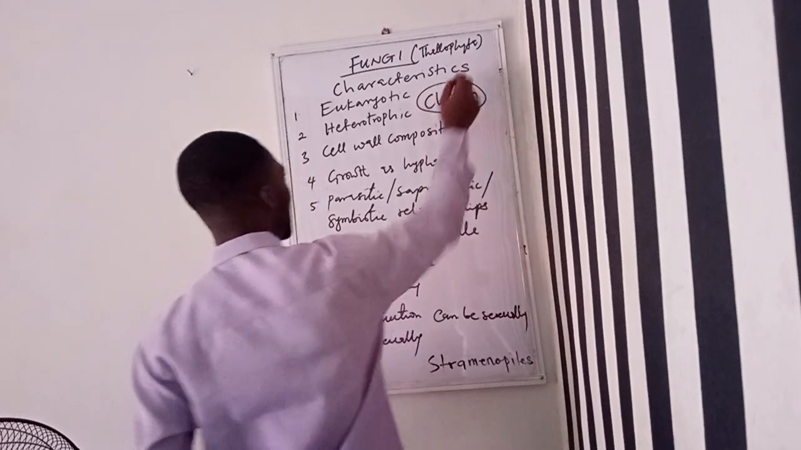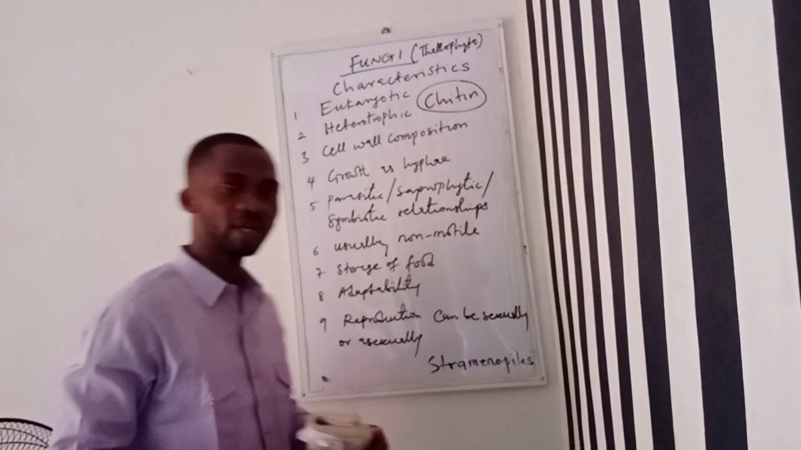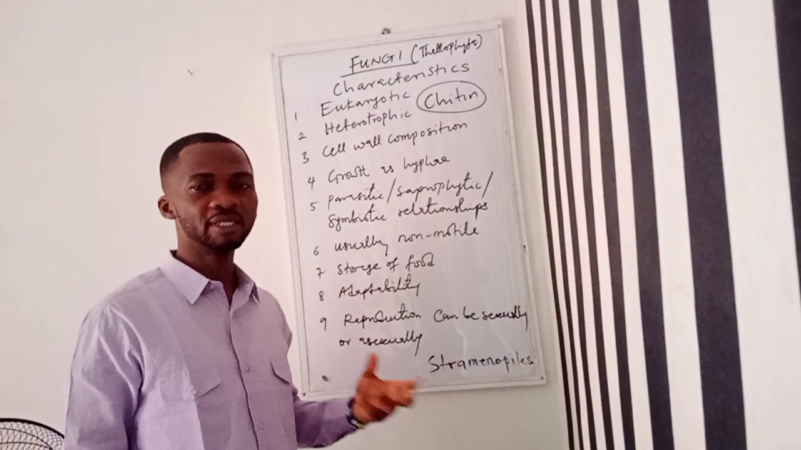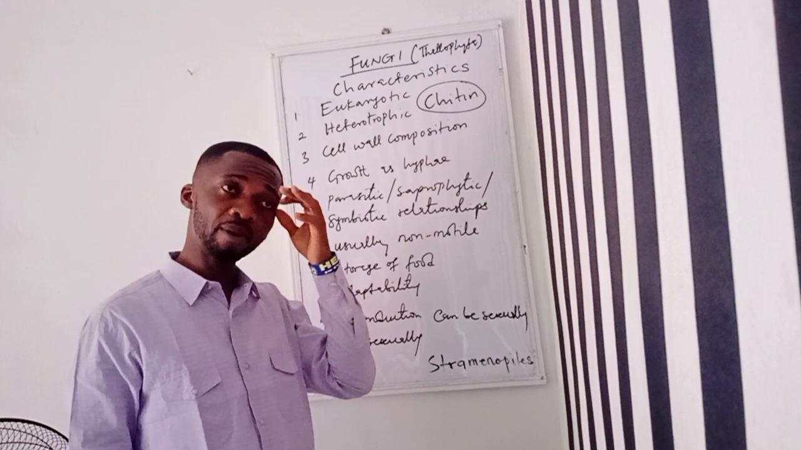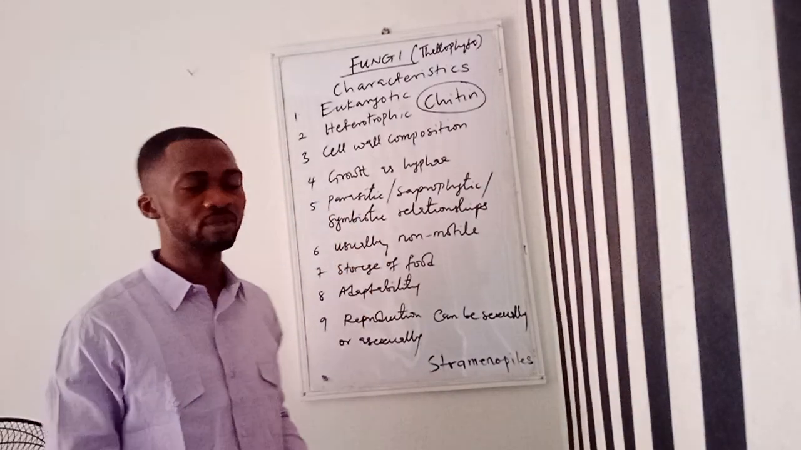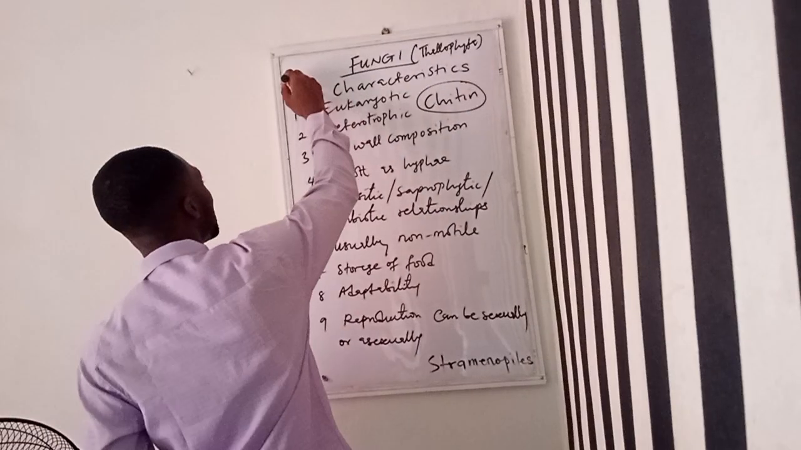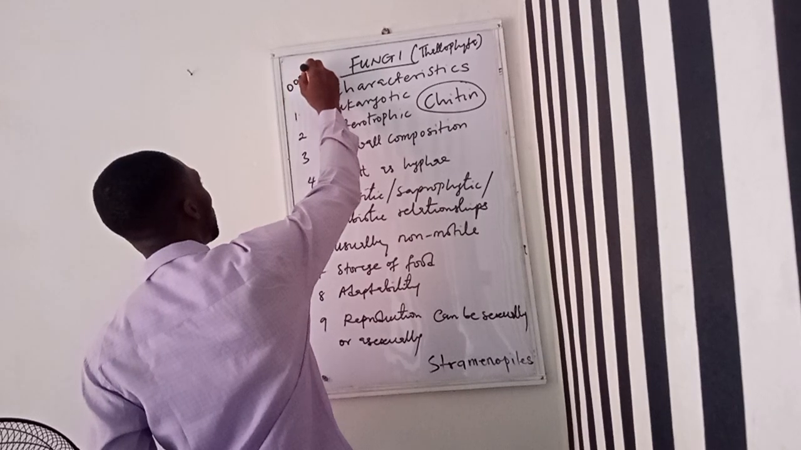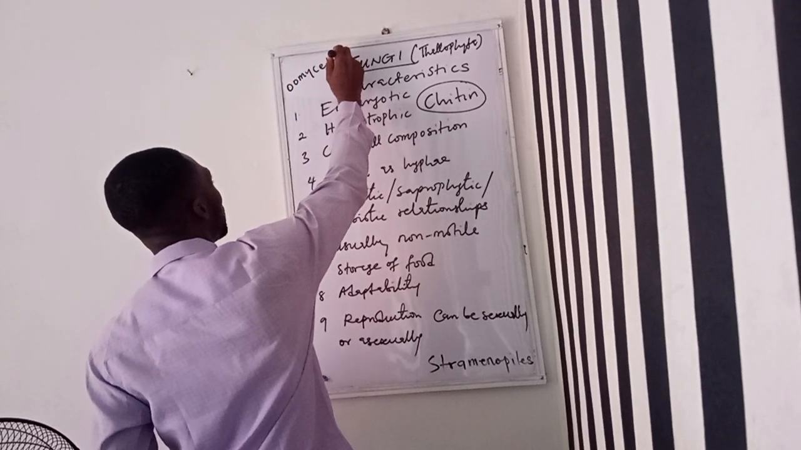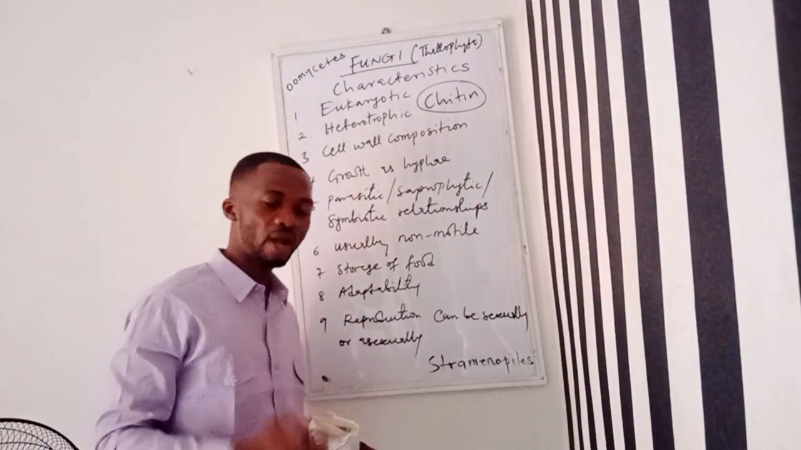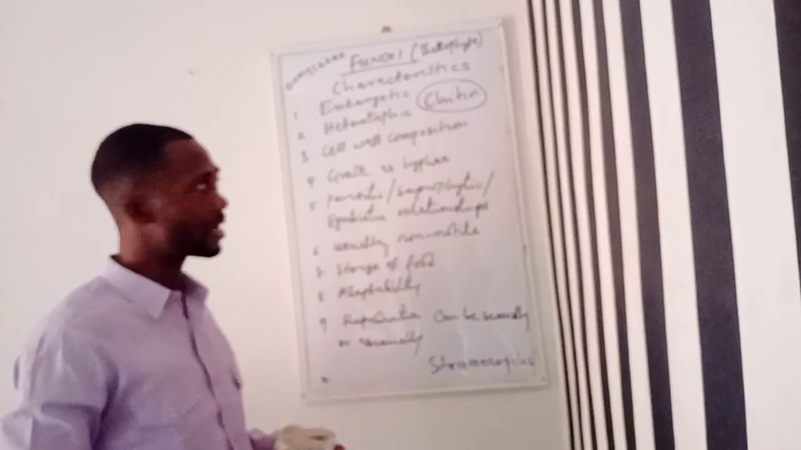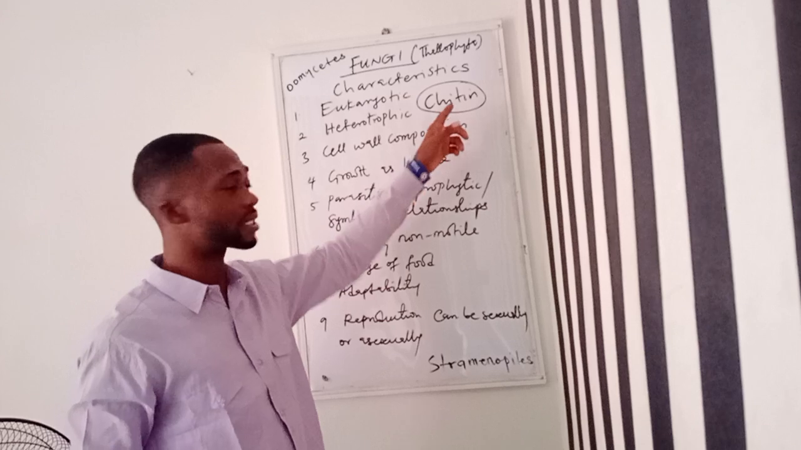Chitin. So if you look at the cell wall, you see chitin. However, there are some members of fungi that also have cellulose. Like if you look at the cell wall of members of Oomycetes, you discover that they still have cellulose in their cell wall. However, the majority of fungi have this component, chitin, in their cell wall.